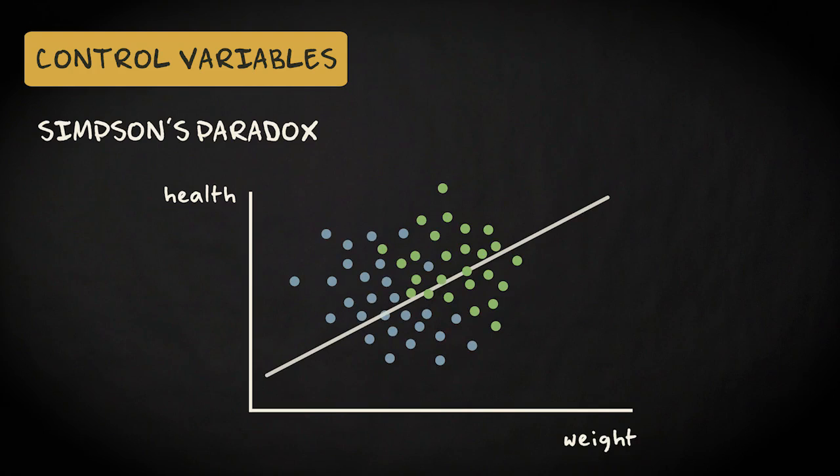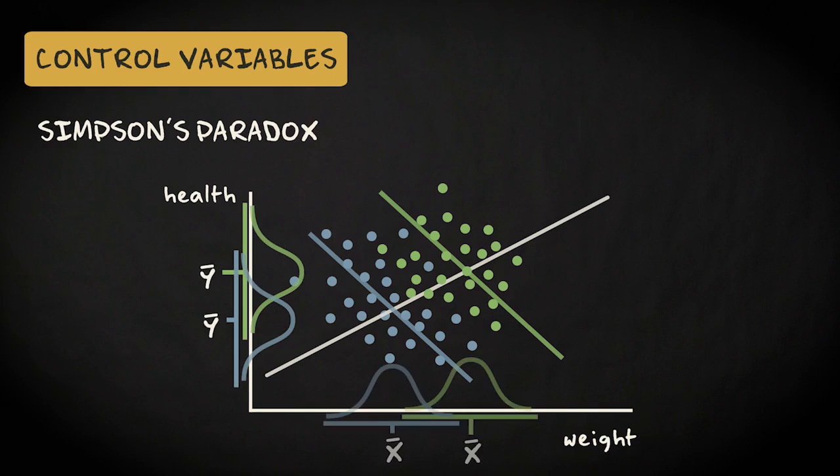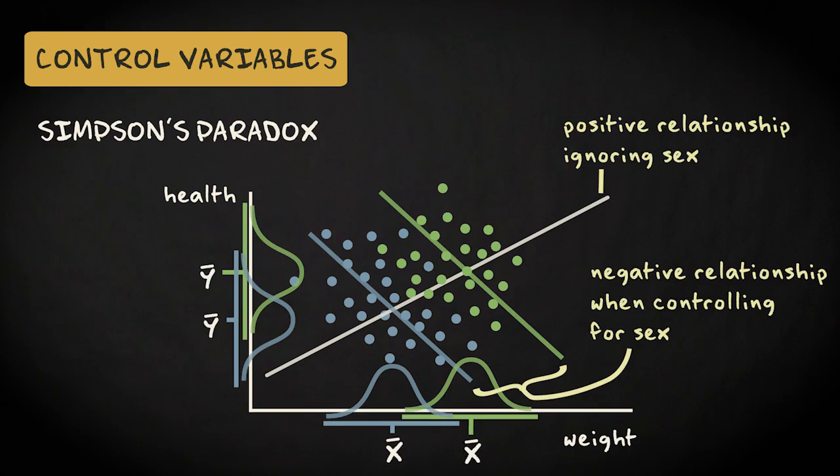However, if we take into account the cat's sex as a control variable, we see that if we consider female and male cats separately, we find a negative relation. For both sexes, heavier, more obese cats are less healthy. Since the females are less healthy than the males, and they also weigh less, we find a spurious positive relation between health and weight when we ignore sex.